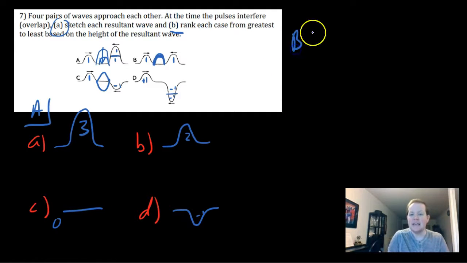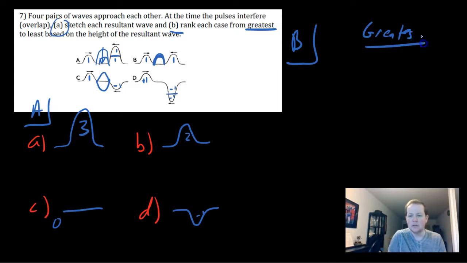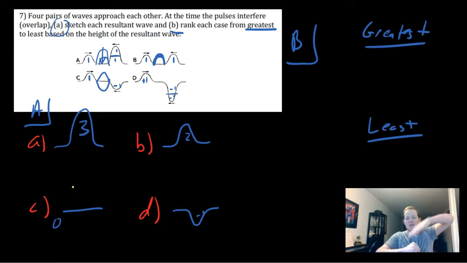For B, B is asking to rank them from greatest height to the least height. Let's try ranking these waves, then we're all done. Which of these waves has the tallest amplitude? Well, A does. That's pretty straightforward. I think everyone agrees that A, it's constructive, but again, it's going to have more amplitude than B because the initial wave started with a bigger height. So A is the most.